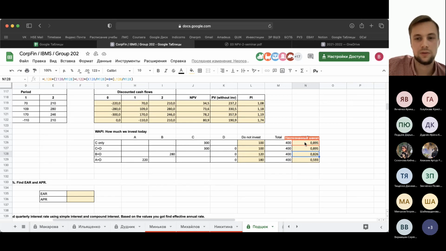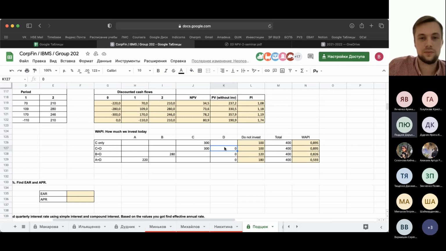Yeah, you have absolutely the right answer for the first line. But why didn't you add project D in other variants, in other lines? So why is it 0? Because we do not invest in the period 0. Well, okay, does everyone agree?